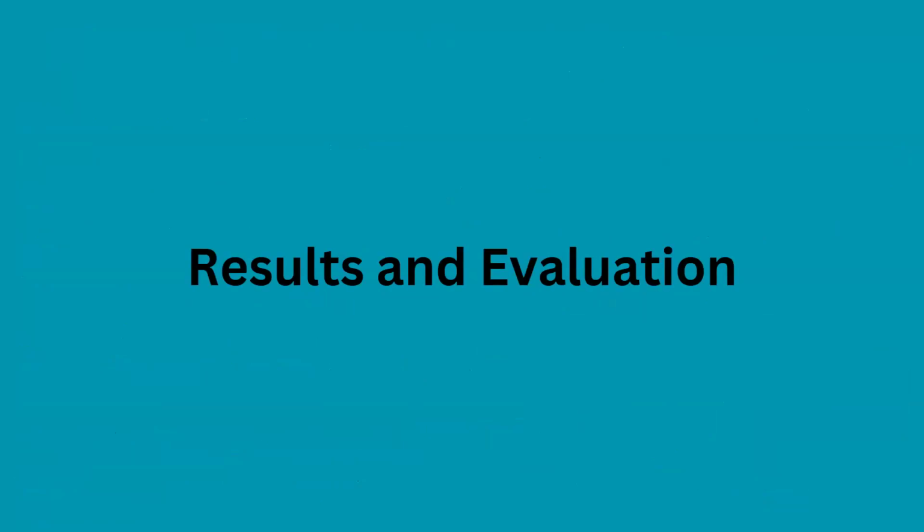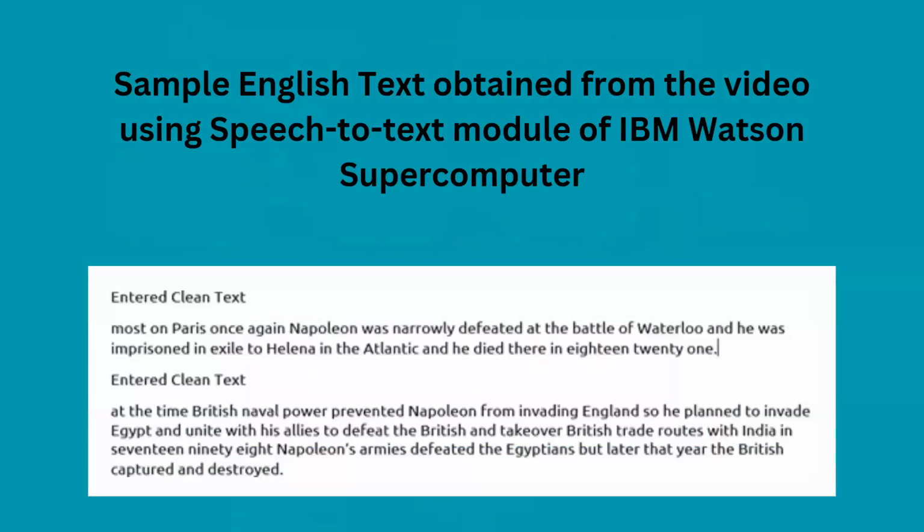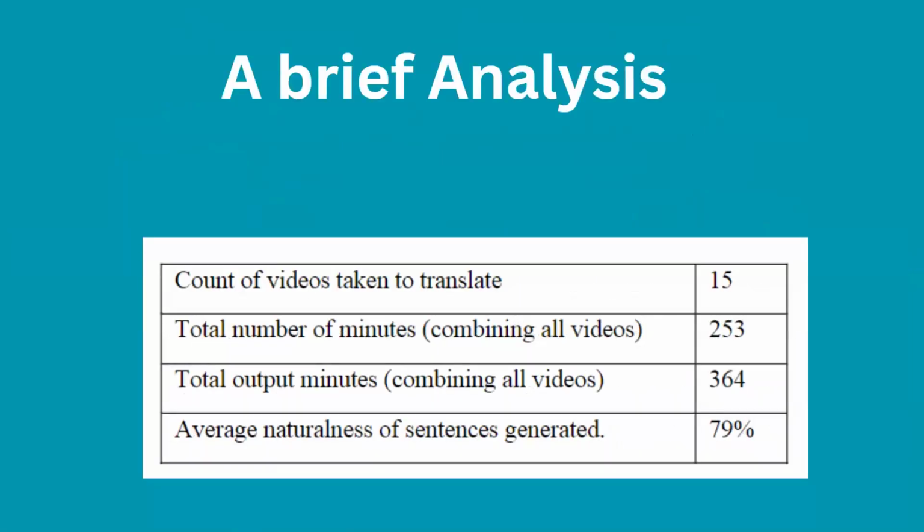What are the results and its impact? We tested the system on 15 English videos covering a wide range of topics in different languages. Our average, the system achieved approximately 79% accuracy rate, meaning the translations were faithful to the original content. Now, this is a brief analysis.